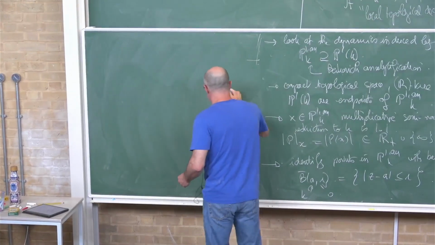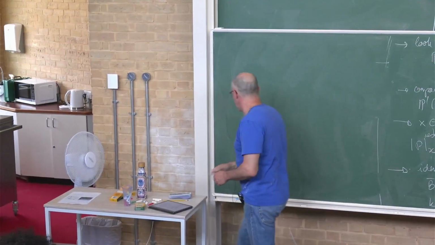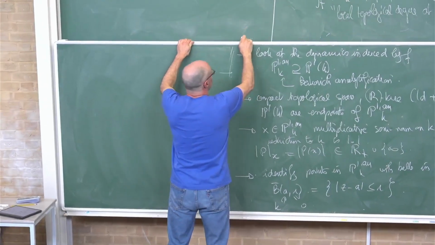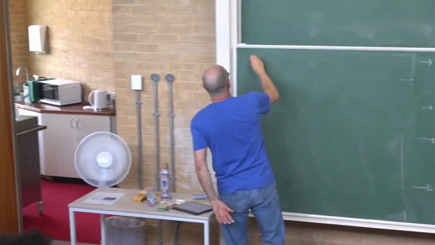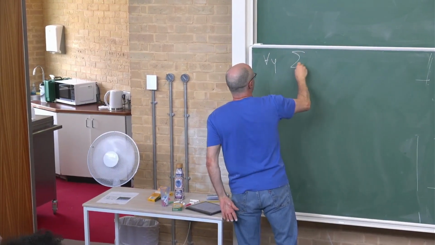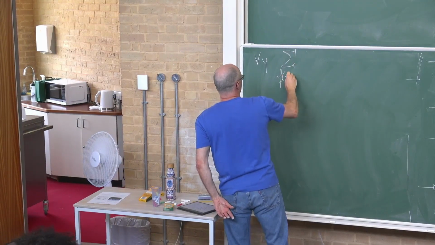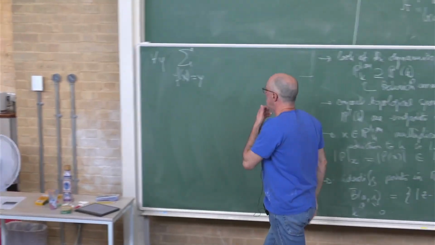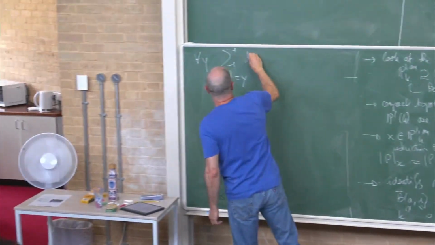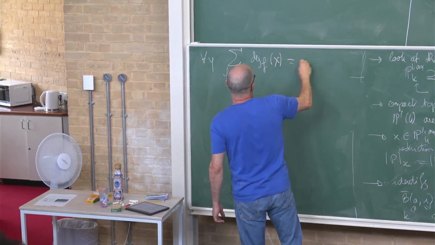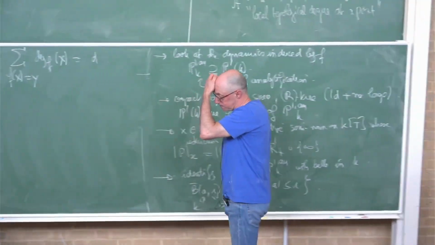Over the complex, it says that your map is a ramified cover, and here it's exactly the same property. So for any y, the sum over all its preimages x of the local topological degree at x is constant, equal to d. Okay?